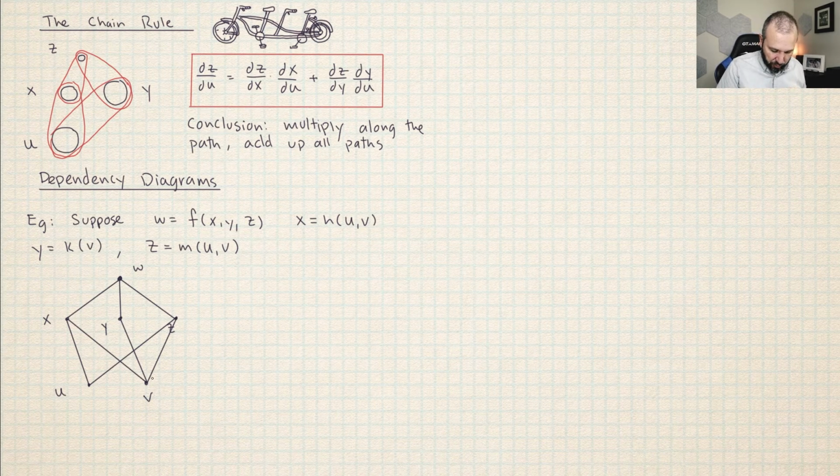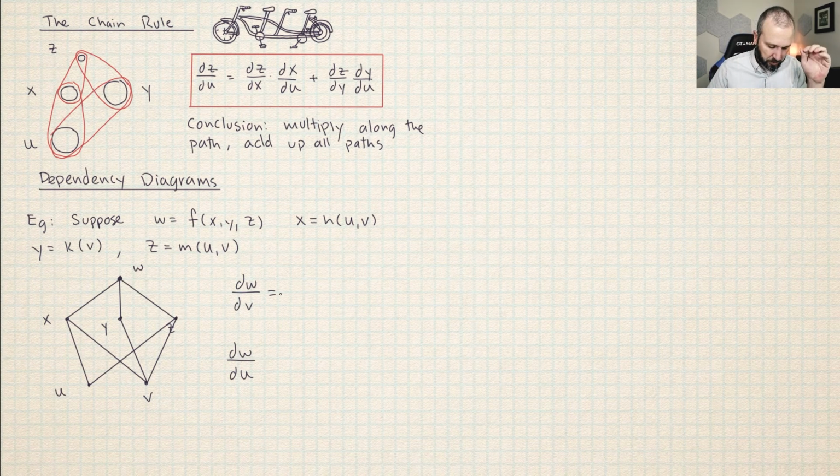And then what goes on these lines is the rates of change. So in this case, this line right here would be del z del v. Be careful with this though, because this line right here is actually just dy dv, because y actually isn't a function of multiple variables. It only depends on v. So let's use this dependency diagram to calculate one of these chain rules.